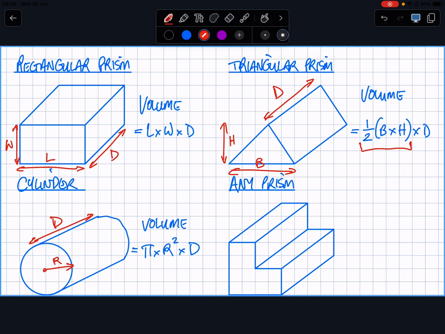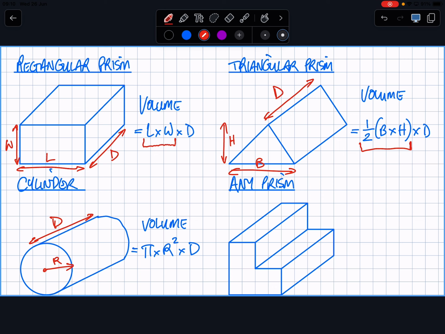From previous lessons, what is half base times height the formula for? The triangle. What is the cross-section of the triangular prism? What is this shape? It's a triangle. Let's have a look at this. I'm going to put a bracket under here.